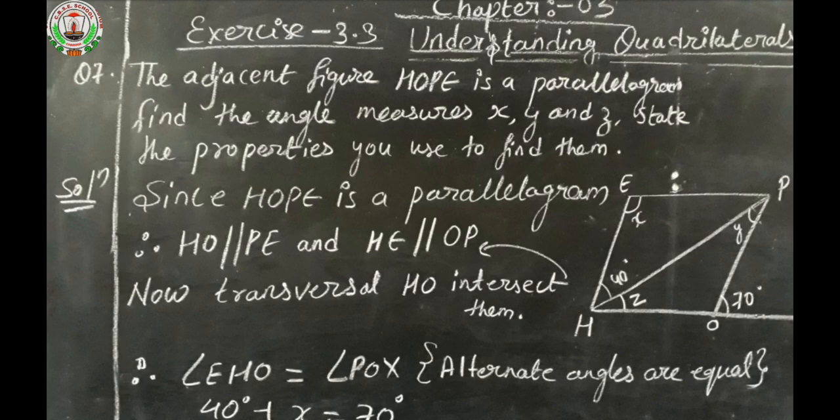Now if HE is parallel to OP, that means HO intersects them. The line HO, which is a transversal, is going to intersect them, isn't it? So angle EHO will be equal to angle POX. Why is it equal? Because both angles, angle EHO and angle POX, are alternate angles. Since alternate angles are equal, the equality sign is shown, isn't it?